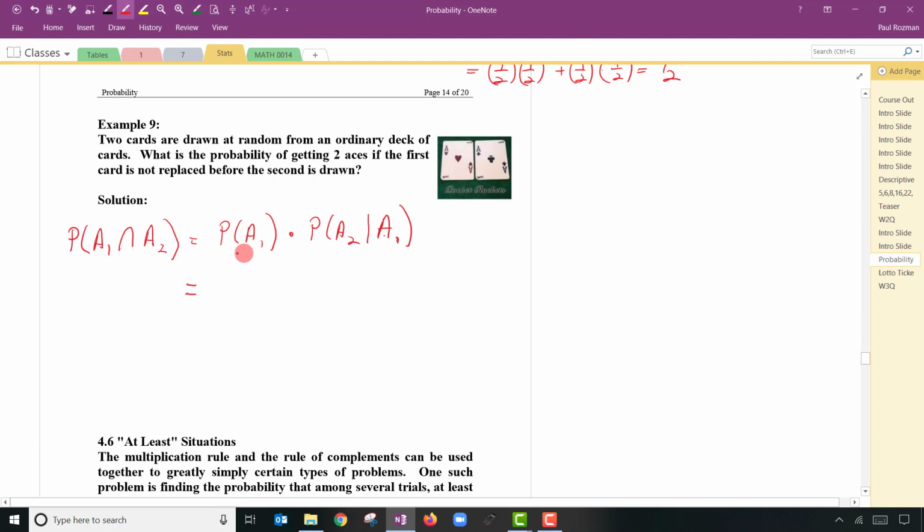The probability of getting an ace on your first draw from the deck. Well, there are 4 aces in the deck and 52 total cards. And now when I go to get my second ace, it's a little trickier because I already removed one from the deck. So there are only 3 aces left. And in fact, we also removed a card from the deck, so there's only 51 cards remaining in the deck. So you can see how the second card depends on what happened on the first card.